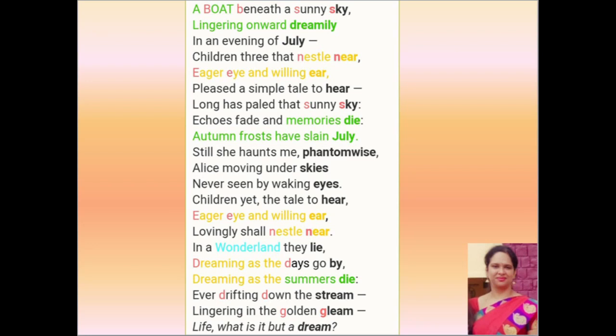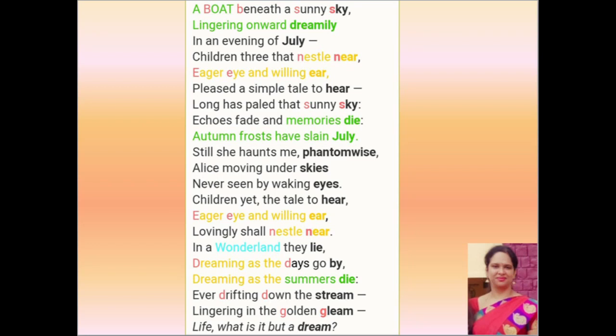Memories can never die. It's not an object or a human being who can die. So here, memories die. Autumn frost have slain July. Autumn is a season. It cannot be a murderer. It cannot slay or kill anyone. But here it is used as personification, to say that autumn is killing the summer, the July month. So, personification. And towards the end, again, summer dies. A season is dying here. So the season is given a human trait of dying.